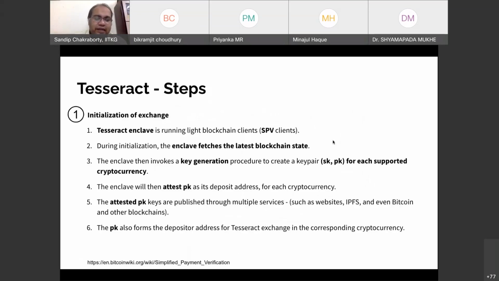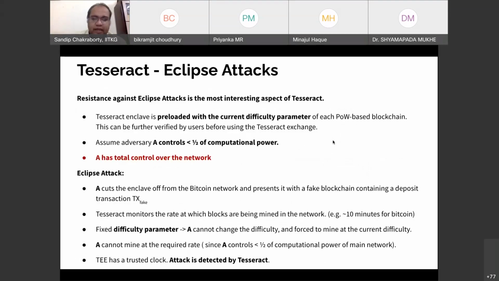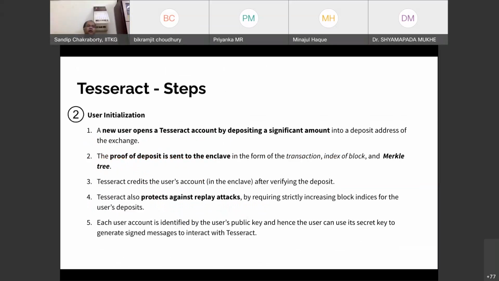I'm not going into the details of the steps which actually get executed on Tesseract. You can look into the Tesseract paper for details, but the broad idea is something like that. Once you submit the bids and the sales on top of Tesseract, Tesseract helps to match those bids and sales and get them executed in an atomic way, such that both the transactions get executed or none of them get executed. The main point behind the design of Tesseract is the use of the trusted execution environment to support cross-chain asset transfer between two different cryptocurrency networks.